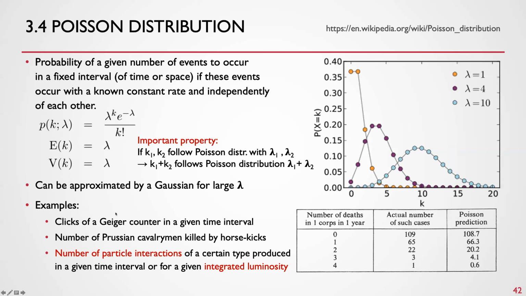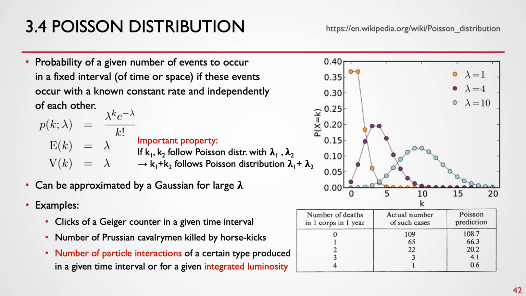The number of Prussian cavalrymen killed by horse kicks. That was how the Poisson distribution was discovered: the Prussian cavalrymen were trained the same way, and the horses were standardized, and hence the rate of cavalrymen being killed by horses was constant over the whole Prussian army, and was the subject of the first probabilistic study leading to the Poisson distribution. The number of particle interactions of a certain type produced in a given time interval, or for a given integrated luminosity, is also Poisson distributed.